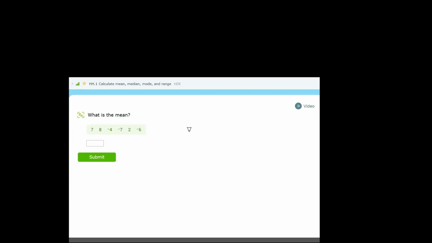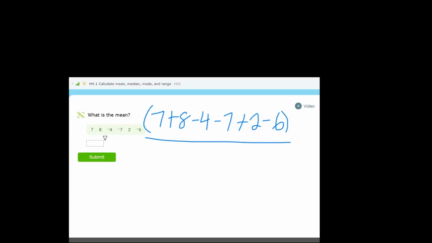Here's another problem. Now we're being asked what is the mean. So the mean, if you recall, you just add up all the numbers. So here we have 7 plus 8 minus 4 minus 7 plus 2 minus 6. We're going to wrap parentheses around this, and then divide by the number of numbers that we see. I see 1, 2, 3, 4, 5, 6 numbers.